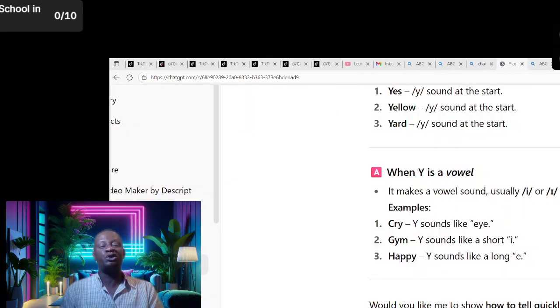So today we talked about the 26 letters of the English alphabet, and we made a difference between G and J. After that, we also explained, using ChatGPT, when Y is a consonant and when Y is a vowel. You can come back to this video every time you want. We asked ChatGPT to give us three examples in each case. So this is how you can use ChatGPT for educational purposes.